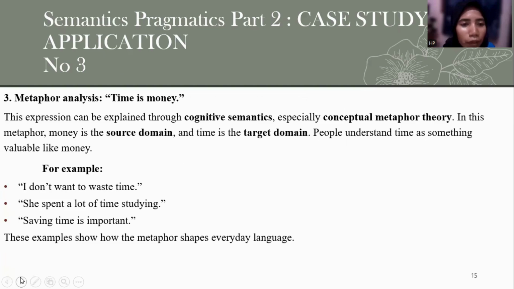Next, number three, metaphor analysis. Time is money. This expression can be explained through cognitive semantics, especially conceptual metaphor theory. In this metaphor, money is the source domain and time is the target domain. People understand time as something valuable, like money. For example, I don't want to waste time since you spend a lot of time studying. Saving time is important. This example shows how the metaphor shapes everyday language.